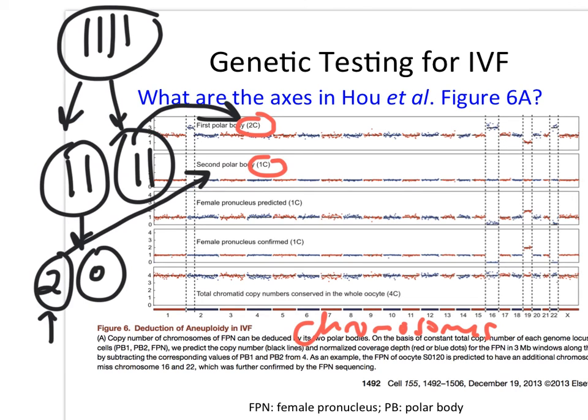Shouldn't the first polar body have 2 copies of chromosome 18? Right. And it's only got 1. So that must mean if it's supposed to have 2 copies and it's only got 1 copy there, where's the other copy? It could be in the second polar body. It wasn't in this case. It was in the oocyte.